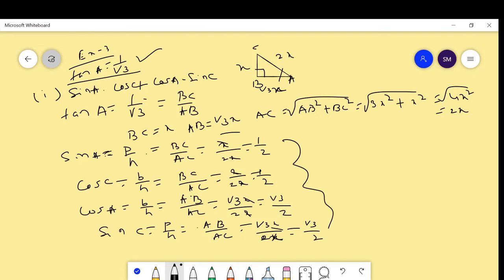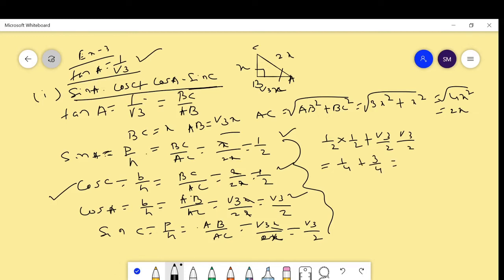Then by combining these 4, we can find out the value of this. In place of sin A, put 1 upon 2. In place of cos C, put 1 upon 2. Then plus, in place of cos A, put root 3 upon 2. In place of sin C, this is also root 3 upon 2. This is equal to 1 upon 4 plus 3 upon 4. Taking 4 common, this is equal to 4 upon 4 equal to 1. Then we come to the conclusion that the value of this is equal to 1.